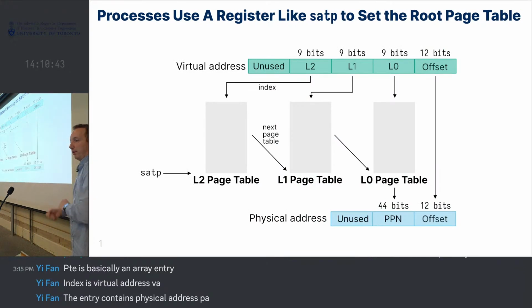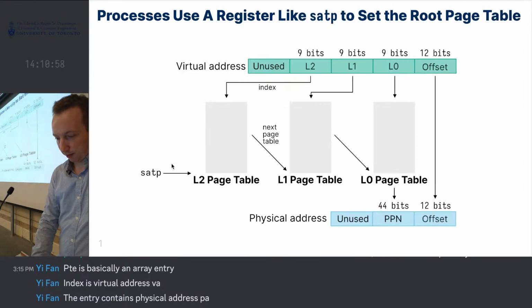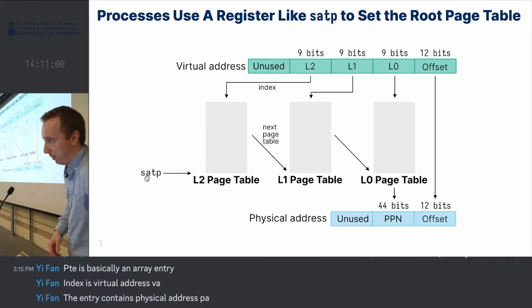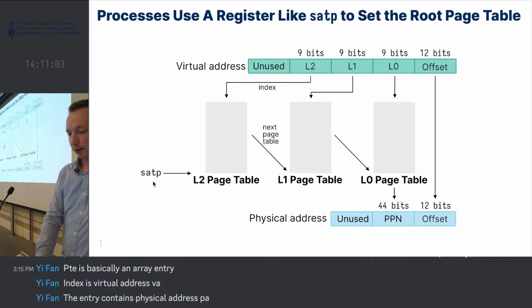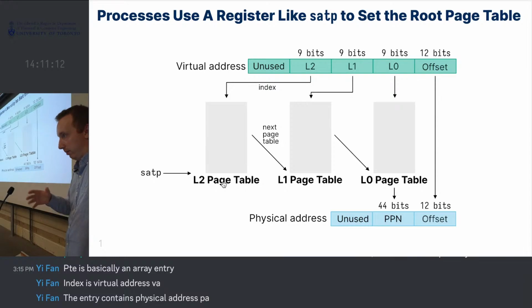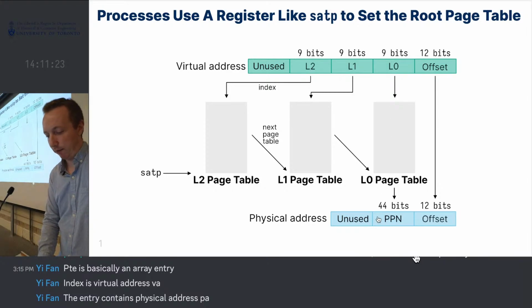All right, so this is where we left off last time. We have something that looks like this. There are 3 levels of page tables: L2, L1, L0, and there's just this root page table register, something like SATP, which could be called something different on different architectures, and that points to the L2 page table. Then given that L2 page table and a virtual address, it knows how to walk to the next one, and the next one, to eventually get the entry in the L0 page table and do that physical address translation.